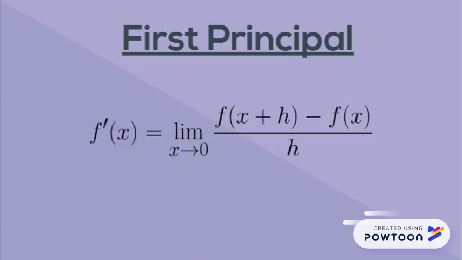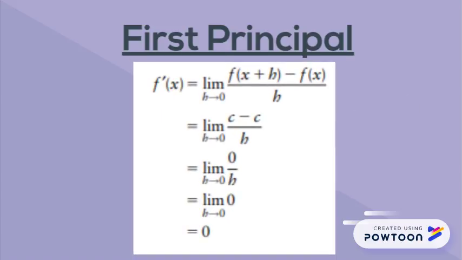Here's an example of how to use it. f of x equals c, and using the first principle, f prime of x equals lim f of x plus h minus f of x over h, equals lim c minus c over h, equals 0. Therefore, the derivative of a constant equals 0. This is the constant rule.